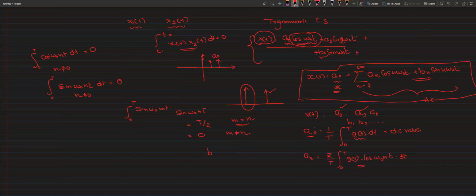Same way, if you want to find the Bn, it should be sine instead of cos. That is the difference.